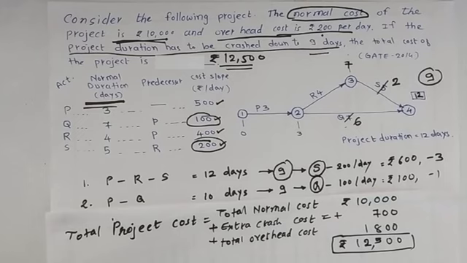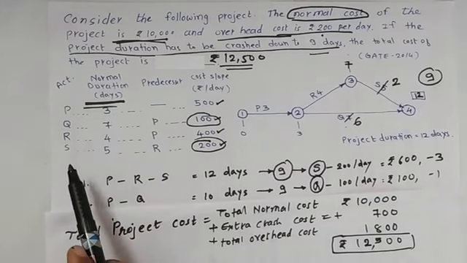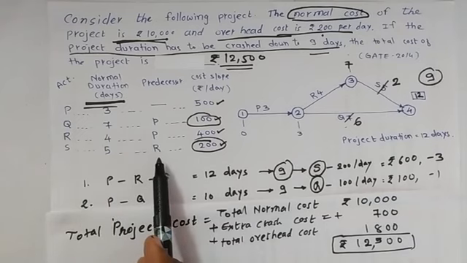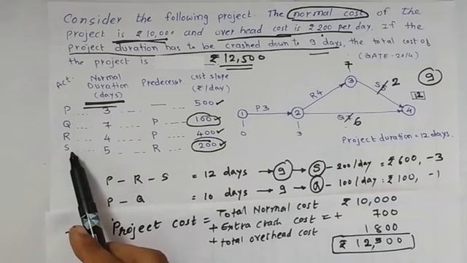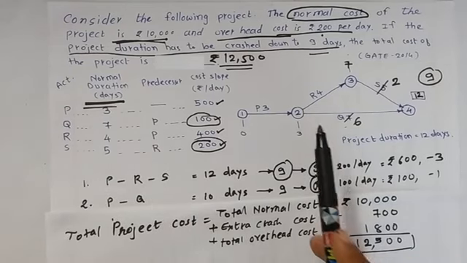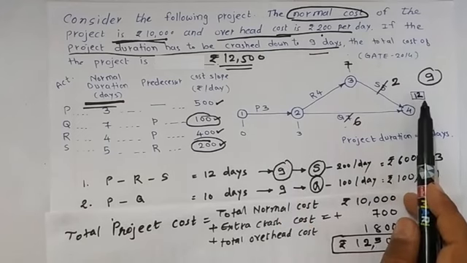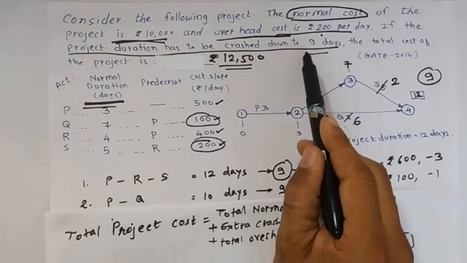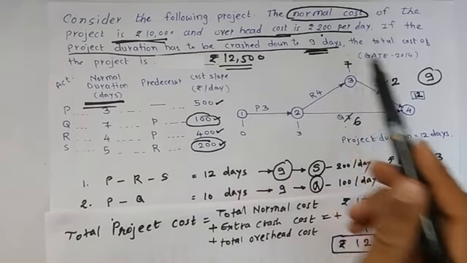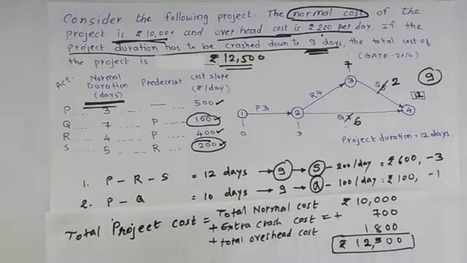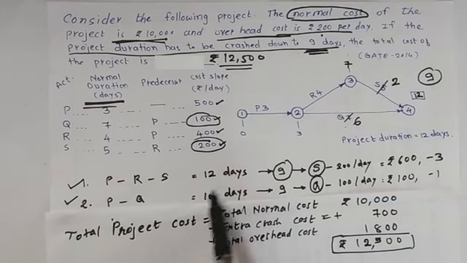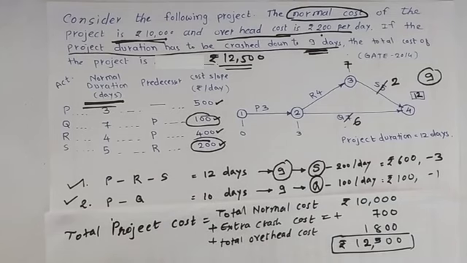Let's quickly recap the example. In this example, a small project is given with 4 activities with their predecessor relationships and normal durations. So from that we draw the network diagram, note down the durations, and we get total project duration is 12 days. Now the question is asked to crash the project to 9 days. So we have identified two paths, PRS and PQ. Path PRS takes 12 days, path PQ takes 10 days.